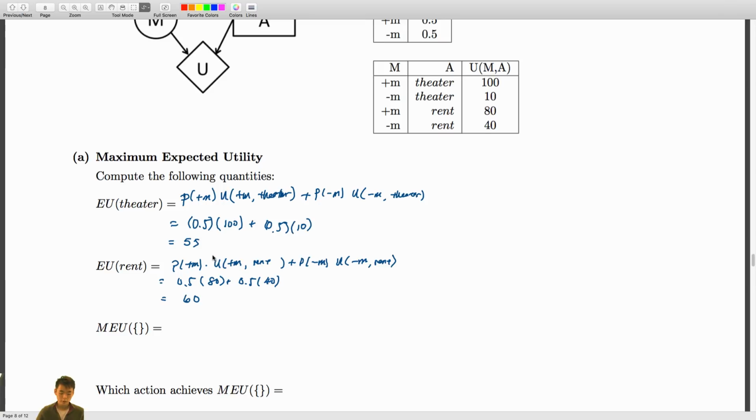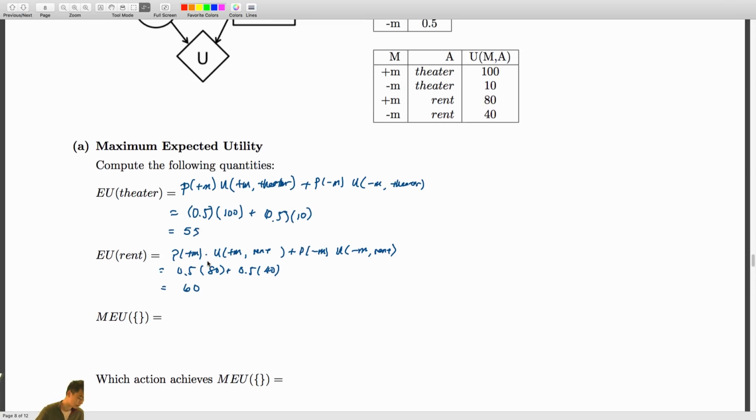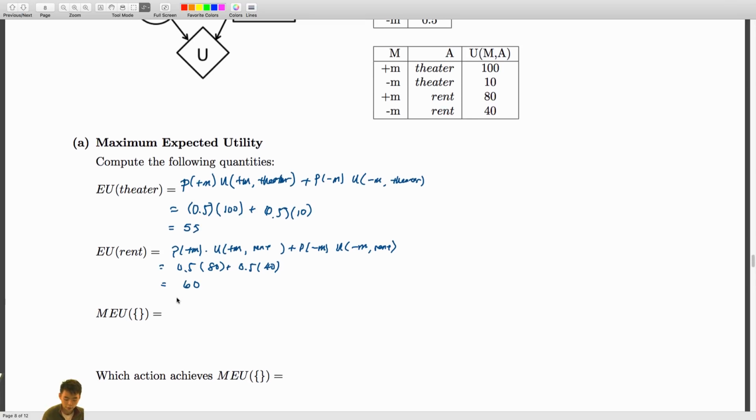Okay, so then they want us to find the maximal expected utility, and the way we do that is essentially just choosing the action that has the higher expected utility. So this is max of 55 and 60. 55 corresponds to seeing it in theaters, and this corresponds to renting it. So the maximal expected utility is the expected utility of the best action. So this will be 60, and the action that achieves that is renting it.